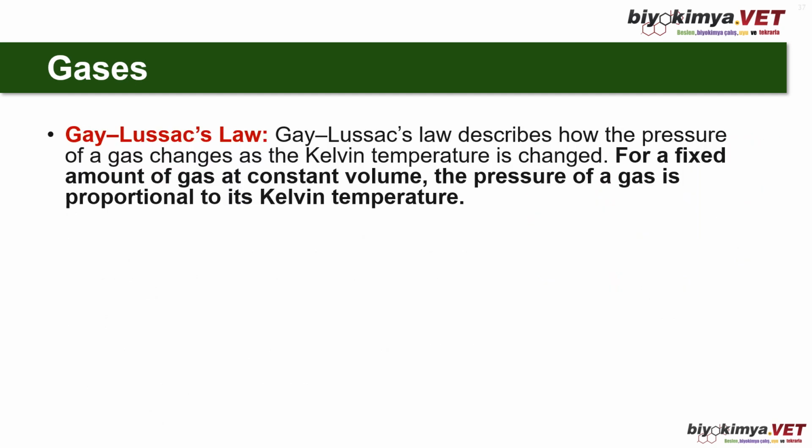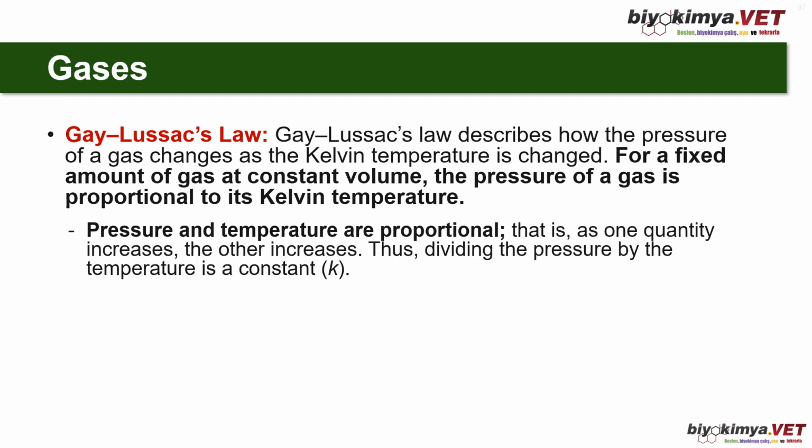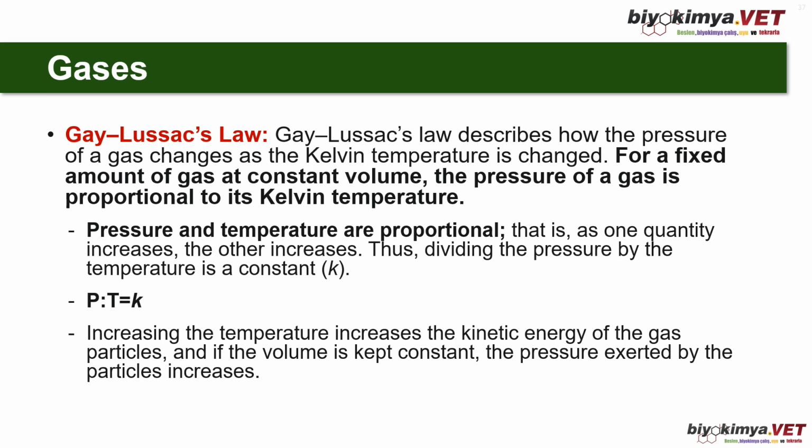Gay-Lussac's law. This law describes how the pressure of a gas changes as the Kelvin temperature is changed. For a fixed amount of gas at constant volume, the pressure of a gas is proportional to its Kelvin temperature. That is, as one quantity increases, the other increases. Thus, dividing the pressure by the temperature is a constant K. Increasing the temperature increases the kinetic energy of the gas particles, and if the volume is kept constant, the pressure exerted by the particles increases. And we have the equation explaining the initial phase and the last phase, P1 divided by T1 equals P2 divided by T2.